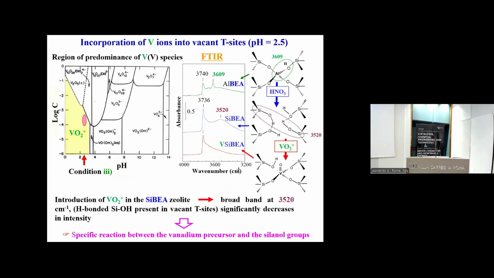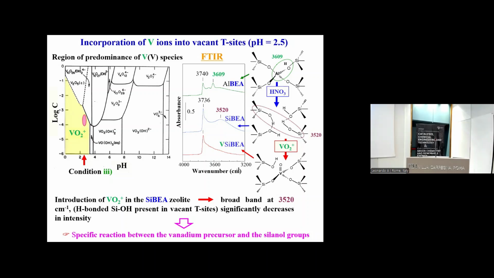Incorporation of vanadium ion into the vacancy site at pH 2.5 is realized with a small concentration of the ammonium metavanadate solution. In this condition, at pH 2.5 and small concentration in the solution, we have only mononuclear vanadium species.